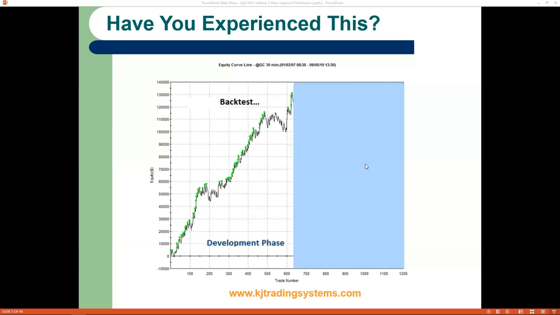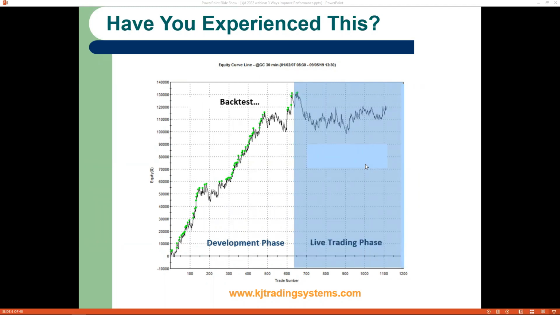I'm going to ask a question. Just type a Y in the chat box. Have you ever experienced this, where you build a back test and up until about trade 100, 650 or so, that's what your back test looks like? That's what I call the development phase. That's when you're optimizing, you're changing rules, you're doing whatever. Probably most of us have built back tests like that.